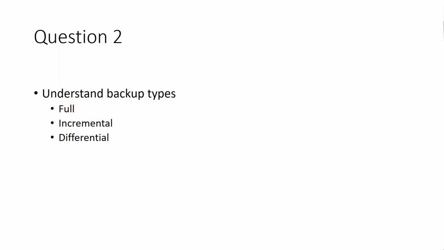Understand the different types of backups. A full backup, everything is backed up. It requires the most space. However, recovery is really simple because you recover everything. Incremental, after a full backup, clears all the backup bits. An incremental will back up whatever changed since the last backup.